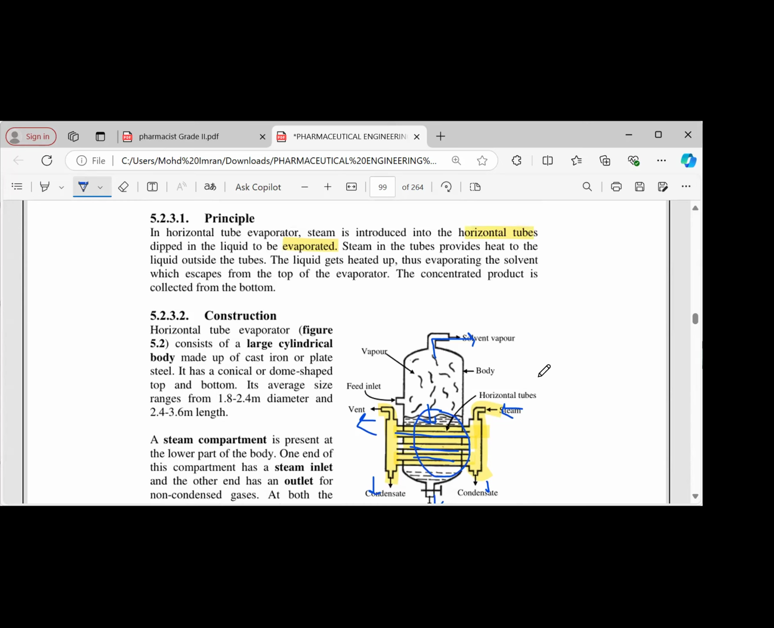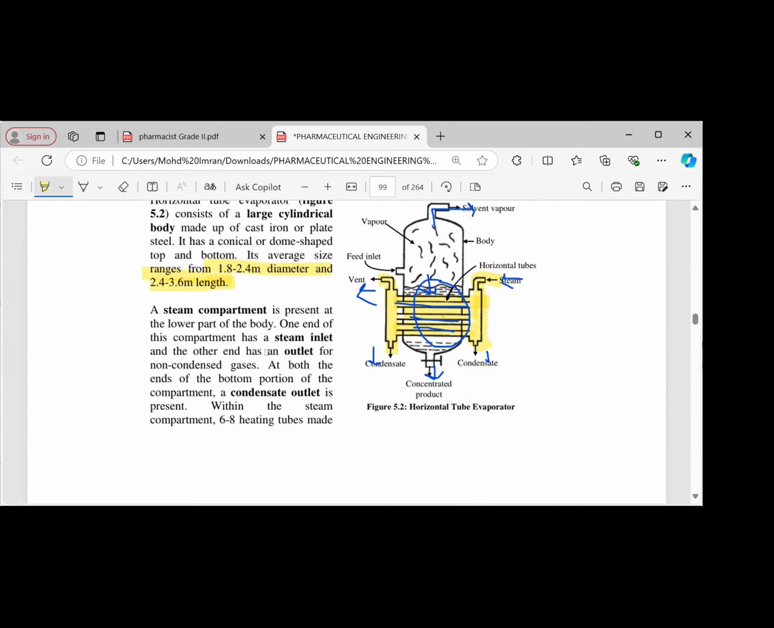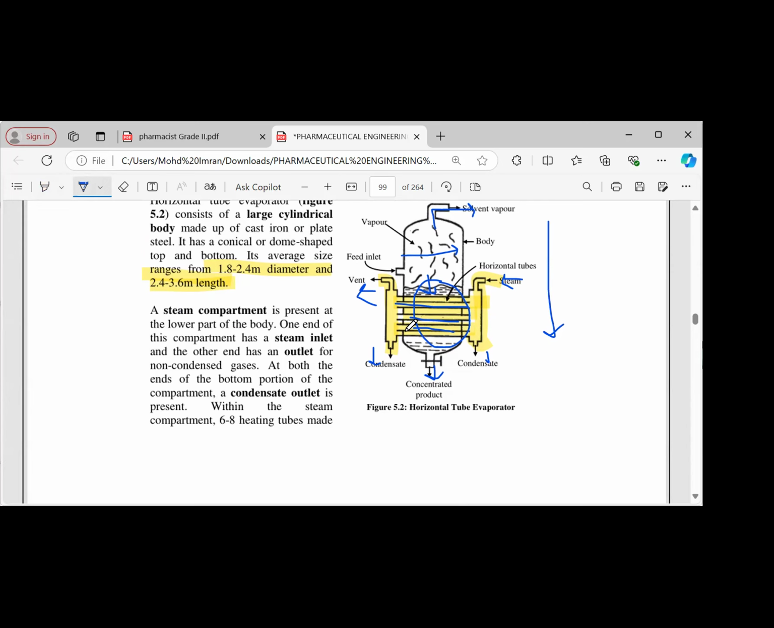Very simple, very easy. What points to be remembered? Here the dimensions are given. The average size range is from 1.8 to 2.4 meters in diameter, right? And the length is 2.4 to 3.6 meters. So the diameter and length are given. The diameter will be 1.8 to 2.5 meters, and the length, that is the height, will be 2.4 to 3.6 meters. It has a conical or dome shaped top. We have already seen this. Construction is as shown in the figure.